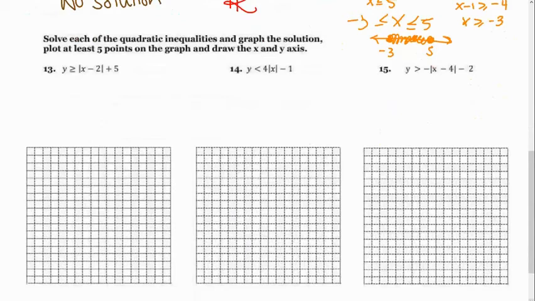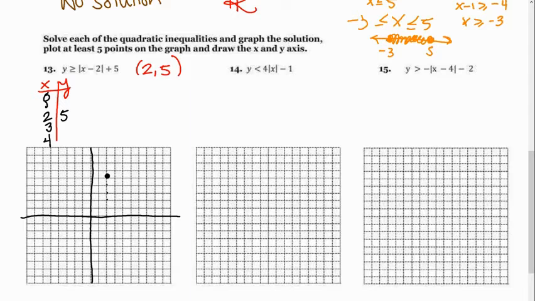When you have an x and a y, you are solving in 2 variables. So you need to make a table. If you remember where the vertex is, in this case, it'll be 2, 5. I'm going to put that right in the middle of my table. And now I'm going to choose numbers less than 2 and numbers more than 2, and I'm going to try them out. When I plug in 0, I get 7. When I plug in 1, I get 6. When I plug in 3, I get 6. 4, I get 7. That's good.